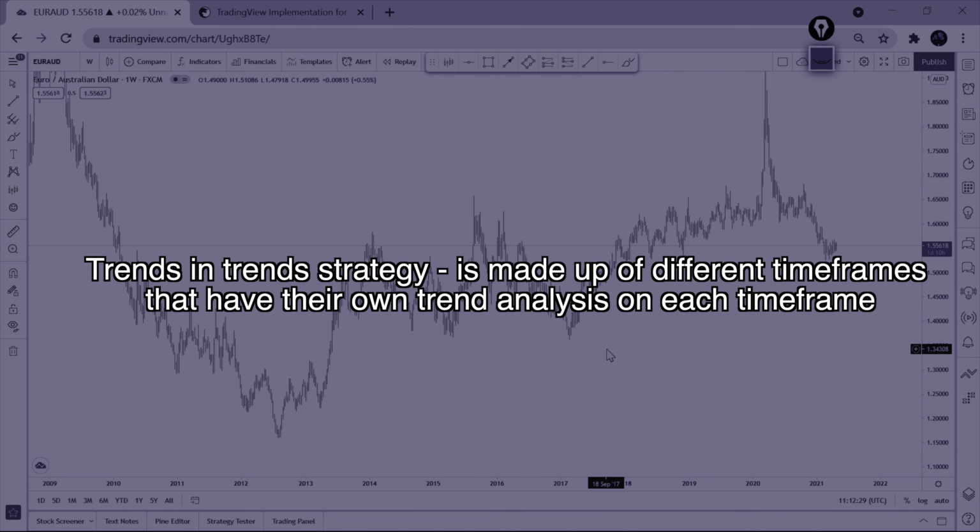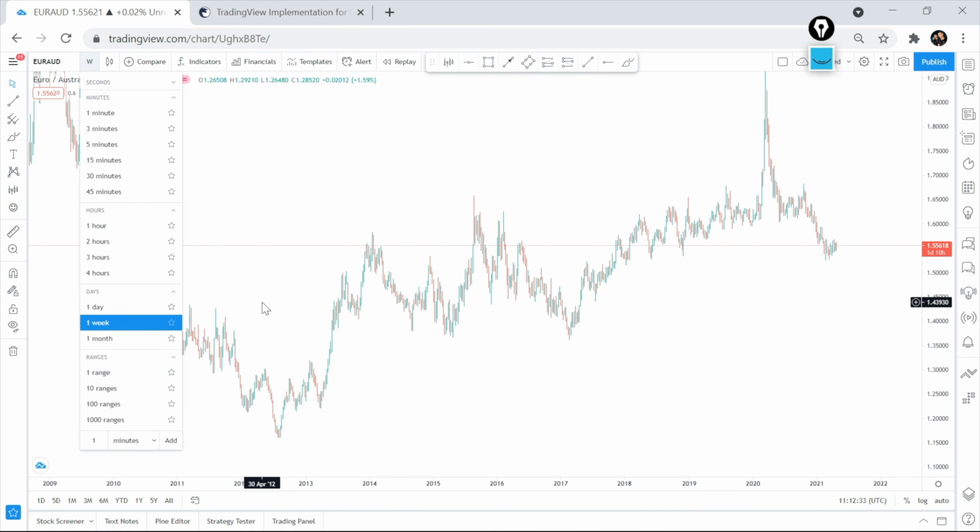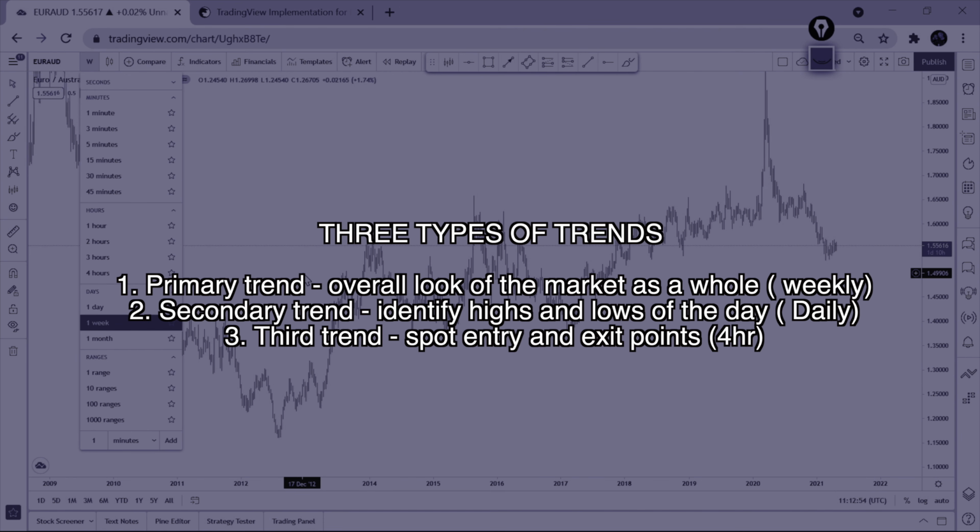Basically, when you're applying trends in trends, guys, you should know that when it comes to analysis, we have analysis on each time frame. All right, let me give you an example of these trends. First, we have the primary trend. The primary trend is important for the overall look of the market as a whole. We usually use weekly analysis, guys, because you want to see the whole market to see which direction it is basically going. All right, you don't want to hold sells in a buying market.